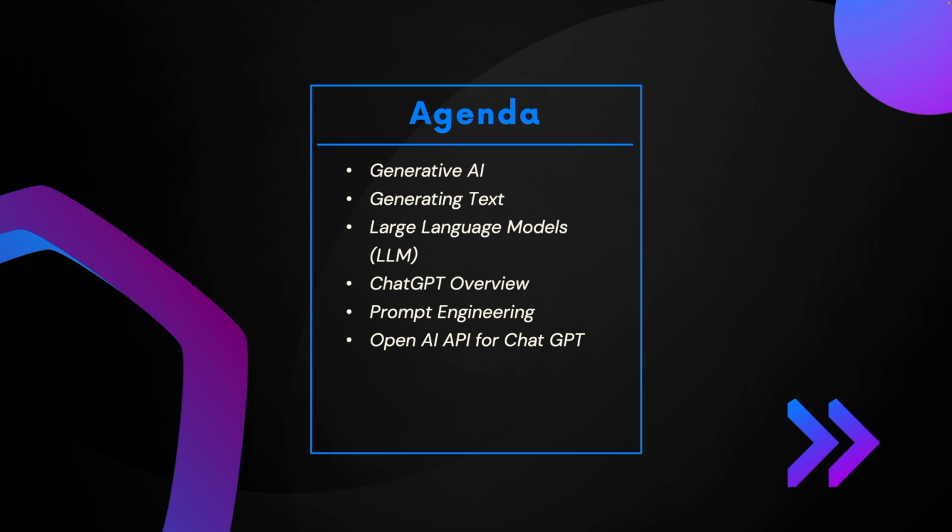And then we are going to look into OpenAI's API for ChatGPT. Then we are going to learn about how to train ChatGPT on custom data. And finally, we are going to talk about the future of LLMs and the problem space that ChatGPT is trying to solve.